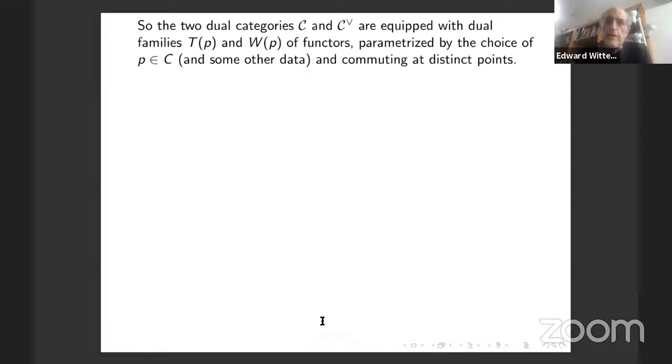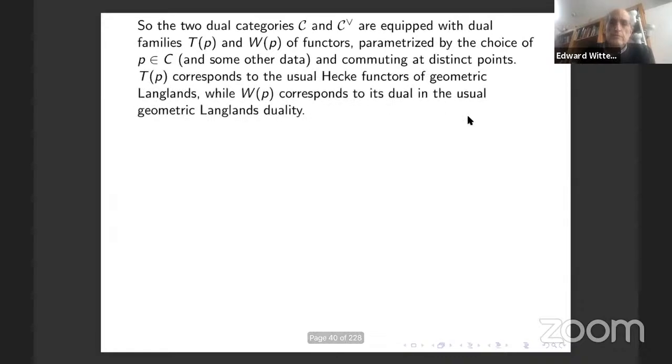So the two dual categories are equipped with dual families, T of P and W of P, of functors parameterized by the choice of a point in C and some other data, and commuting at distinct points. So T of P corresponds to the usual Hecke functors of geometric Langlands, and the duals, which are W of P, are dual in the usual geometric Langlands duality.